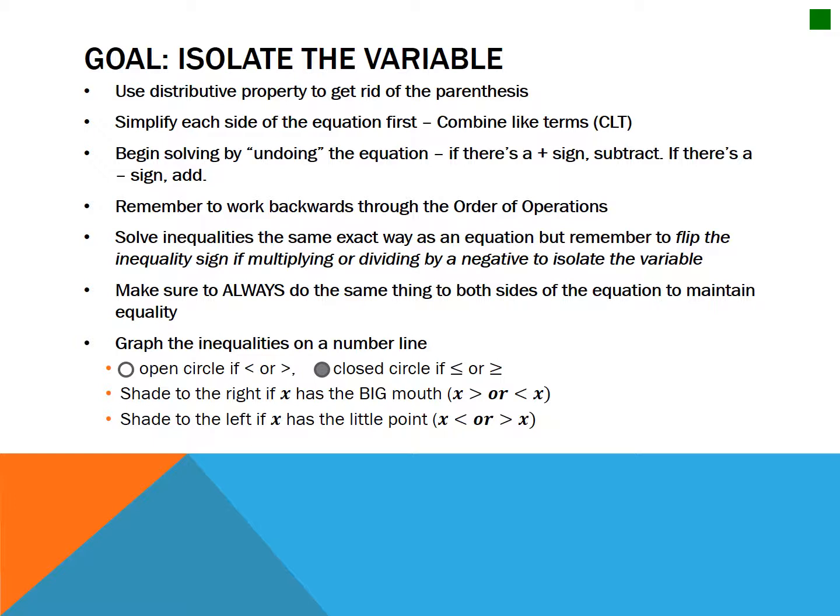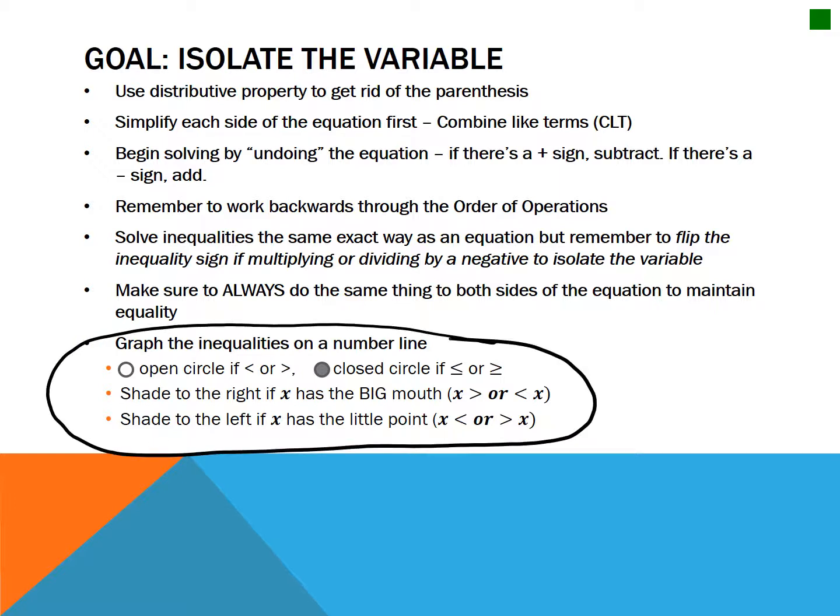If multiplying or dividing by a negative, you're going to always do the same thing to both sides of the variables. And then right here, remember, these are your graphing hints.